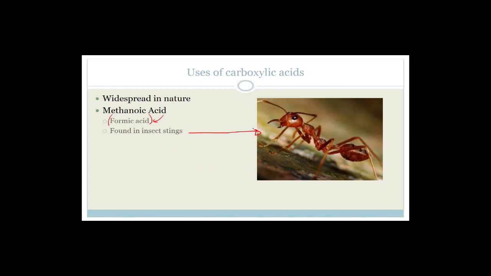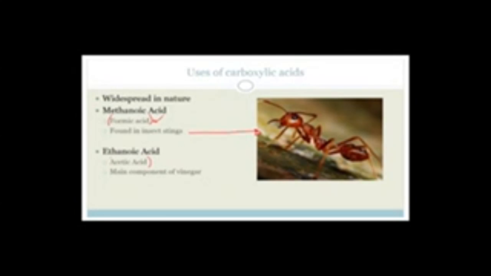I've included a picture of a red ant. If you have ever sat on a red ant and it's bitten you and it stings painfully, that is pure, concentrated methanoic acid that it is injecting into your body as it stings you, which is why it hurts so much. And what do they do with that acid? They actually use it to numb their prey. The prey is usually a lot smaller than us, and that sting numbs their prey. Ethanoic acid is also known as acetic acid, and it's the main component of vinegar. Admittedly, it's a very dilute form. I think it's only 5%, but it is the dilute form of ethanoic acid.